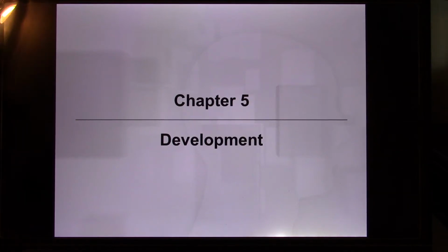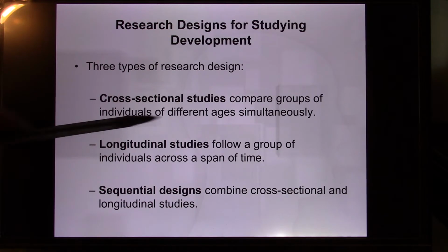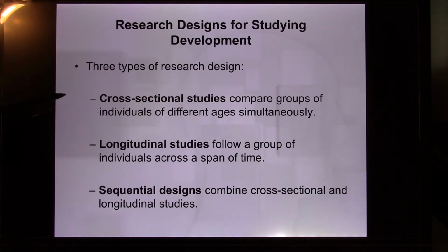Or in Chapter 5, Development. To study development, we have three different kinds of research. The first one is called the cross-section. Cross-section studies, you compare the groups of individuals of different age simultaneously. The advantage, that's quick. If you're a graduate student, you probably want to do this. You just find a group of people at age 10, a group at age 20, and until a group at age 80. And you can compare the data.